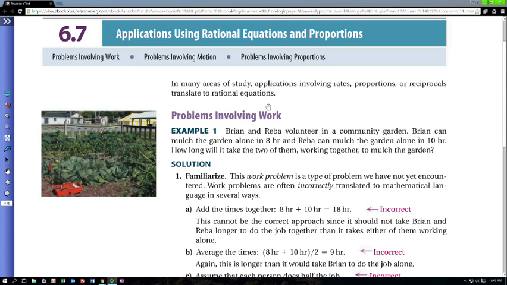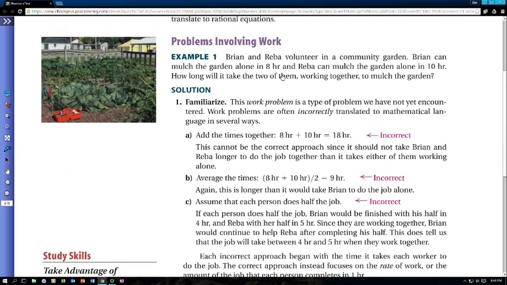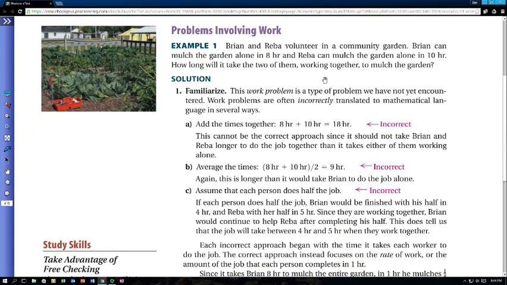basically by going through the process of working simpler problems, or throwing some ideas at it and seeing what happens, and hopefully we can get something out of this. Example one: Brian and Reba volunteer in a community garden. Brian can mulch the garden alone in 8 hours. Reba can mulch the garden alone in 10 hours. How long will it take for the two of them working together to mulch the garden?